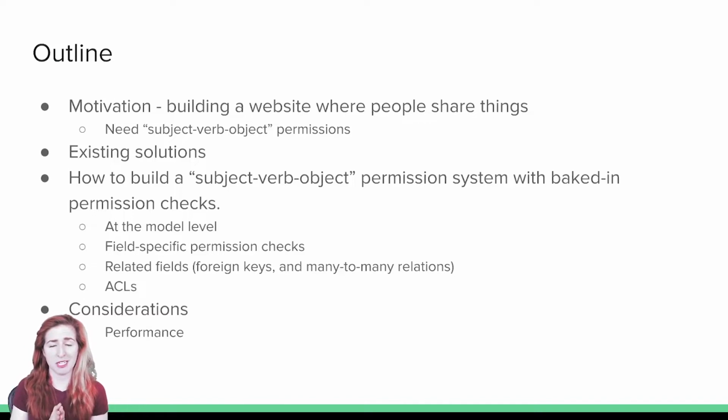So both checking at the model level, like whether someone has permissions to read or update a particular model, but also fields on that model as well. I'll talk a little bit about related fields, how to handle permissions on those, and also how we implemented ACLs for specific allow listing of permissions on particular objects. And I'll also, towards the end, discuss some considerations for using a solution like the one I have discussed, when it may be overkill, and how to mitigate potential issues with it, such as it being slow if used in the wrong way.